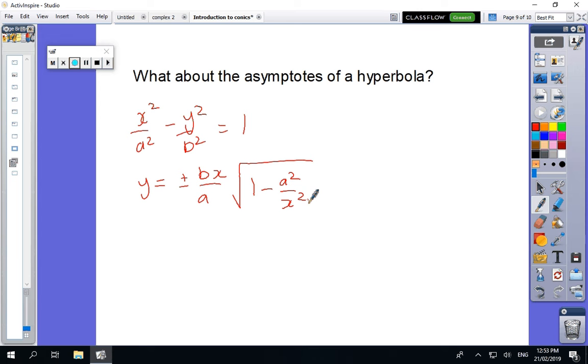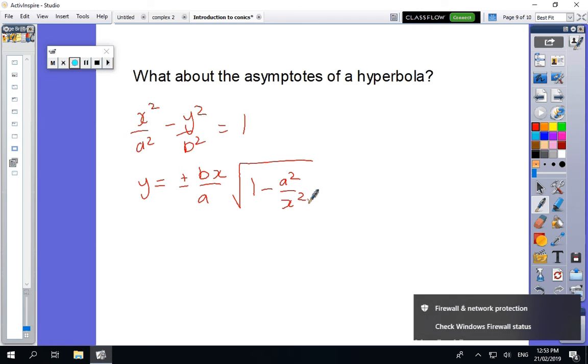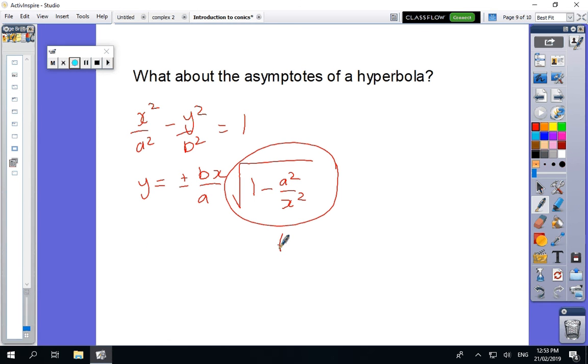From this it can be seen that since the maximum value of this part here is 1, it can never exceed bx over a, or it can never be less than minus bx over a. So these become our asymptotes. The curve lies entirely between the lines of y equals bx over a and minus bx over a.